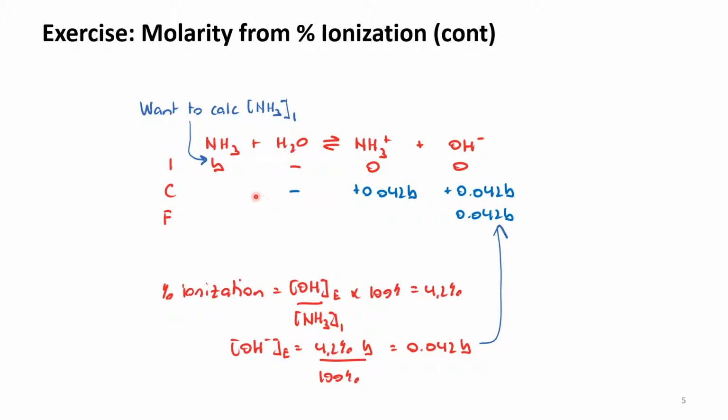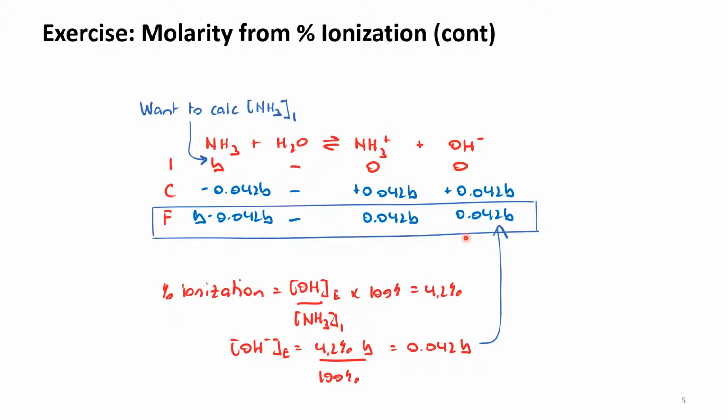Water, we just put a line through. And for ammonia, the change in concentration would be negative 0.042b. For the equilibrium concentrations, we would simply add up the columns, which gives us b minus 0.042b for ammonia. Water, we just put a line through. The equilibrium concentration of ammonium is 0.042b, and that completes the ICE table. So what's important for us here is the bottom line, which gives us the equilibrium concentrations.